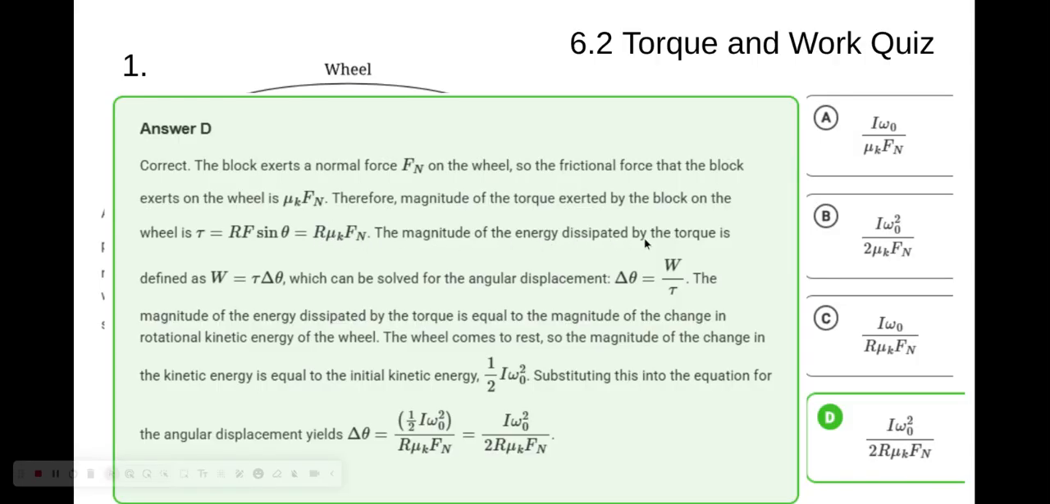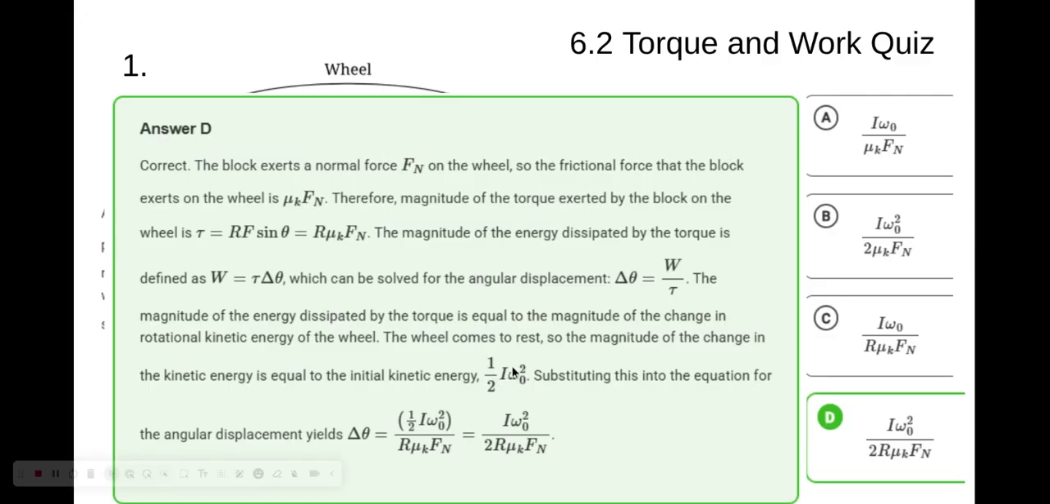The magnitude of the energy dissipated by the torque comes from your work formula, which is torque times the change in the angular displacement. If you rearrange this for angular displacement, you get work over torque, and that's where this fraction comes from, because this question is asking us about the angular displacement. The magnitude of the energy dissipated by the torque is equal to the magnitude of the change of the rotational kinetic energy of the wheel. The wheel comes to rest, so the magnitude of the change of kinetic energy is equal to the initial kinetic energy, because the final is 0. So you subtract 0, and you're left with just this factor.